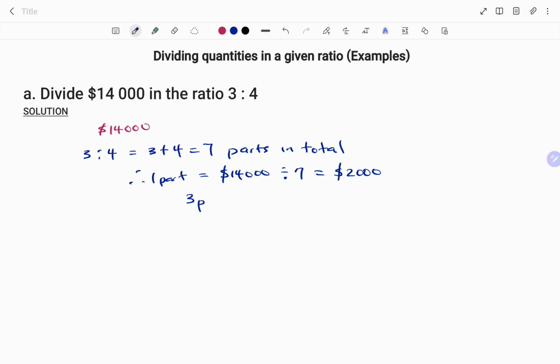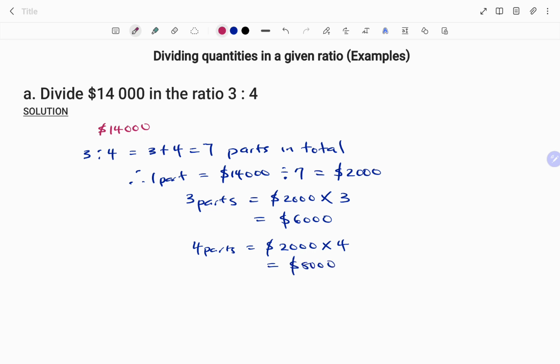So 3 parts from our ratio will be the value of one part, which is 2,000 times 3, which will give us $6,000. The value of 4 parts will be the value of one part, which is still $2,000 times 4, and that will give us $8,000. Do a double check to be sure we got the right answer. The value of the 3 parts and 4 parts, 6,000 plus 8,000, will give us $14,000, which is the original quantity we are trying to divide.